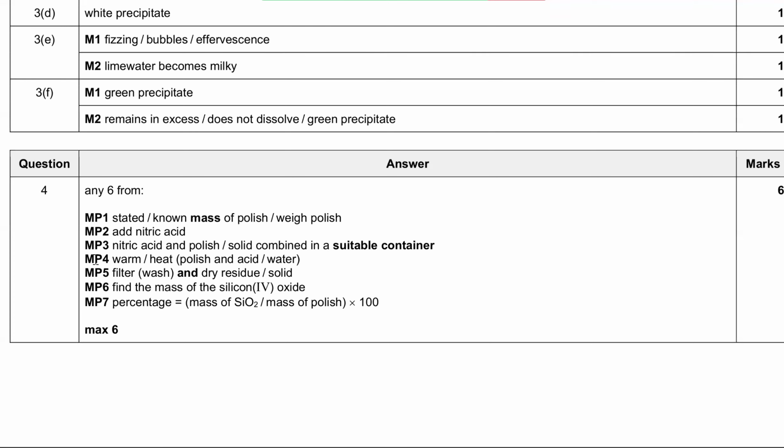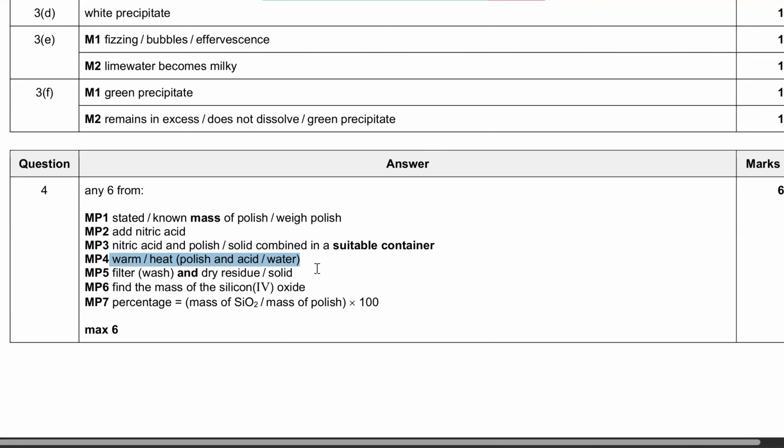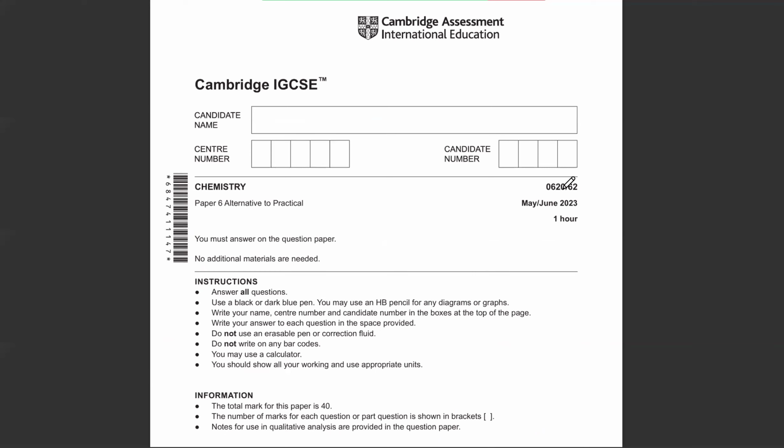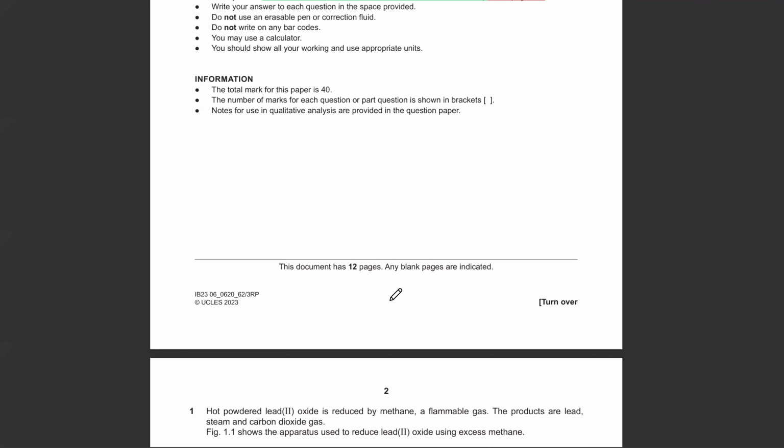Okay, so nitric acid combined in a suitable container, we did all of that. The rest is all there. We missed the warm part, which was clearly written. And we did filter it, but we did not dry the residue. So probably we're gonna lose one mark. So is this clear? Got it. Okay, so we're gonna start with the first question now.